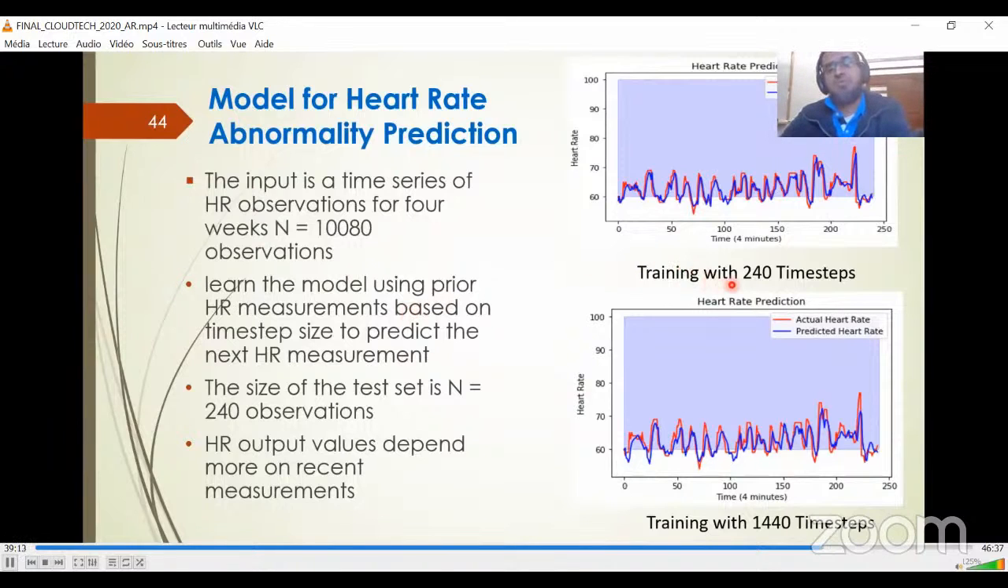We found that when you use fewer time steps, for example 240 compared to 1,440, we get the lowest error. As a result, we found that the heart rate output value depends more on the recent measurements.